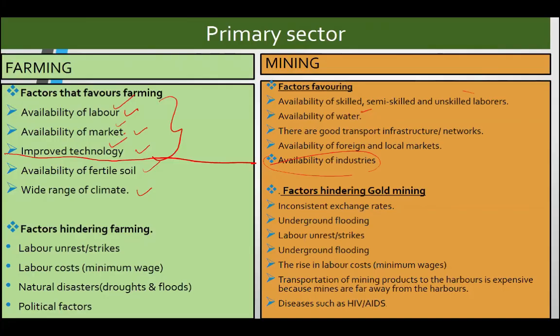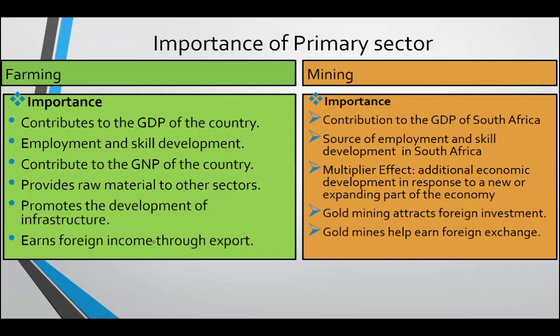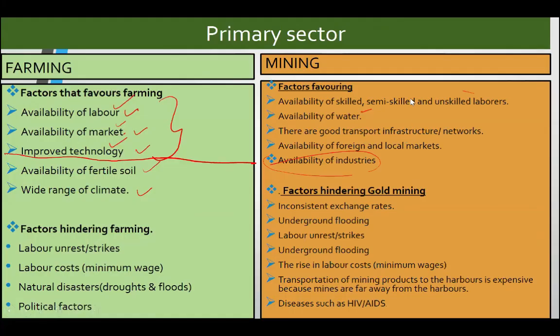And now, let's look at the factors that hinder primary activities, which will be farming and mining. Now, let's start first with farming. Technology is playing tricks on me. Okay. Factors that hinder farming. It will be labor unrest or strikes.